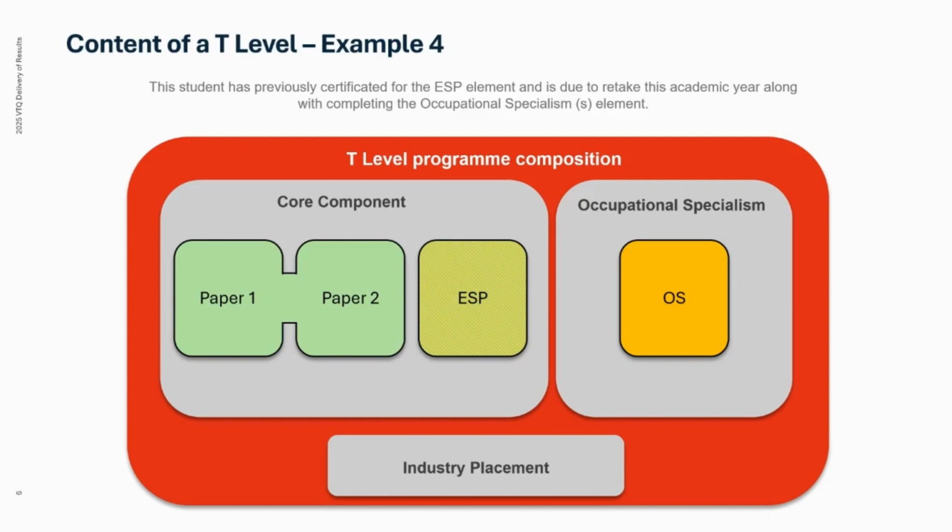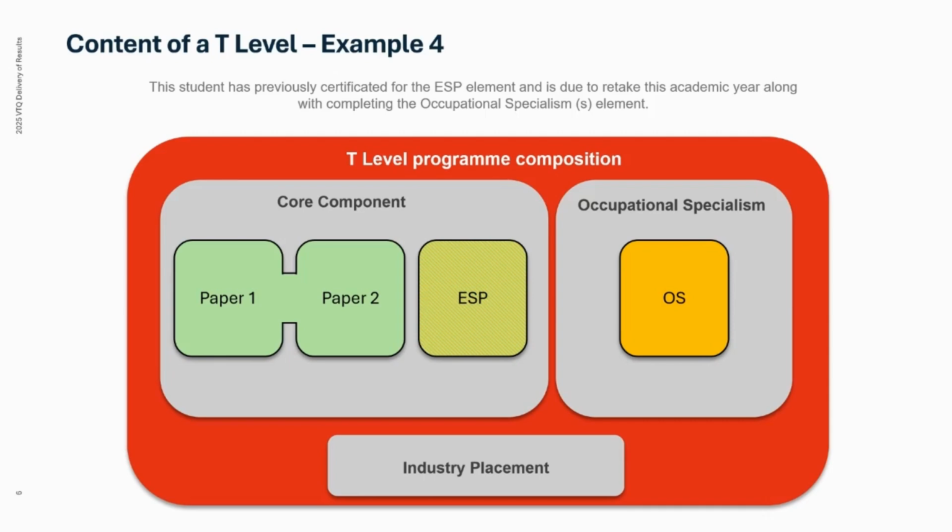A student should have achieved the core component in an earlier series and is now retaking one or more of the subcomponents. These students will be classed as previously certificated. Here you can see this student needs to retake the ESP identified in green and amber and is due to also complete the occupational specialism identified in amber. So for this checkpoint data, both the ESP and occupational specialism need marking as a yes for their certification intention.